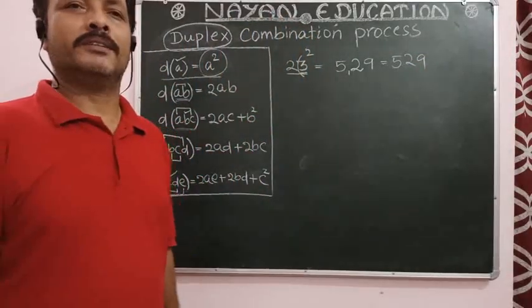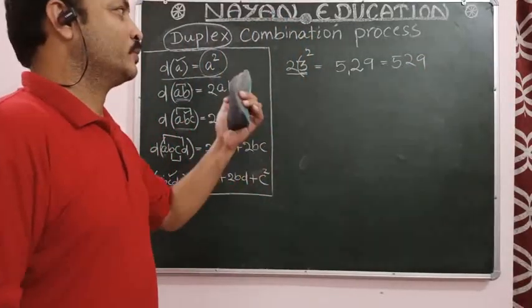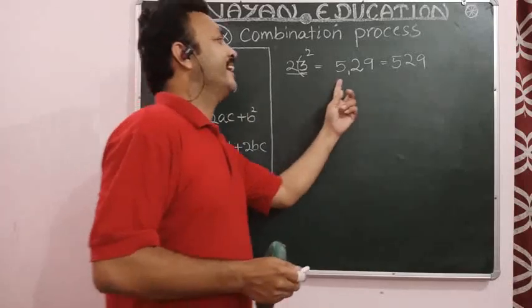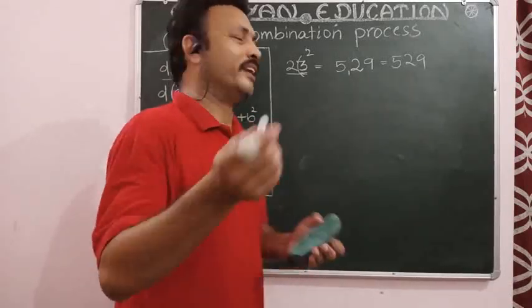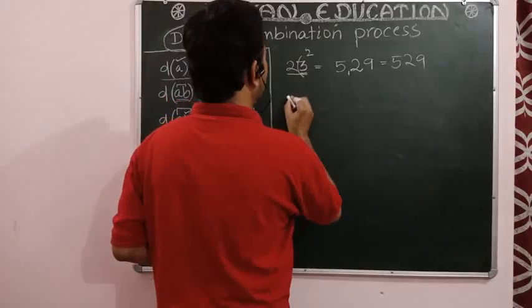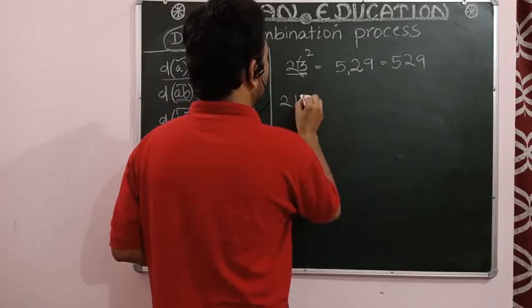Isn't it so simple, friends? You can find out the square of any digit number in a single line like this. See friends, what is the square of 213?